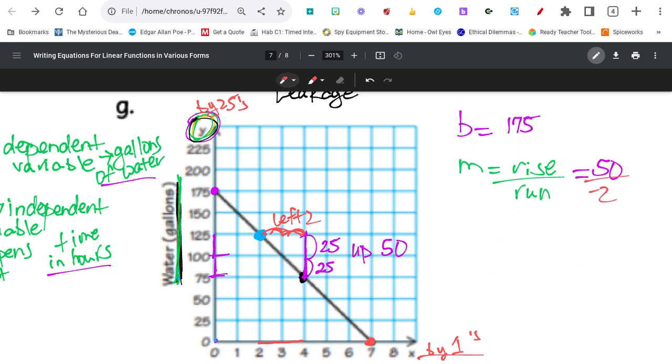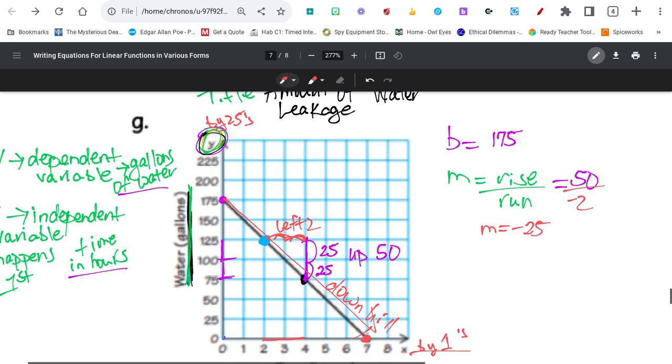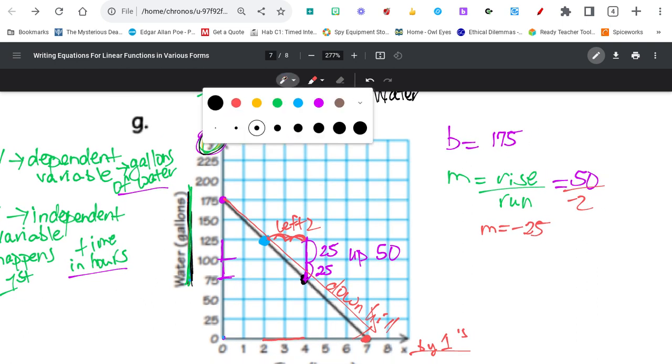Okay, to the left 2 is negative 2. So my slope is negative 25. And I could tell you that the slope was negative anyway because this thing is going downhill from left to right. All right, so now time to write the equation, and we're going to explain what each part means.